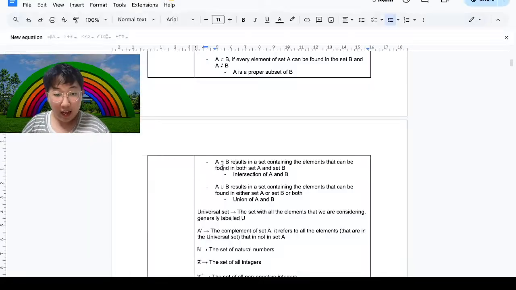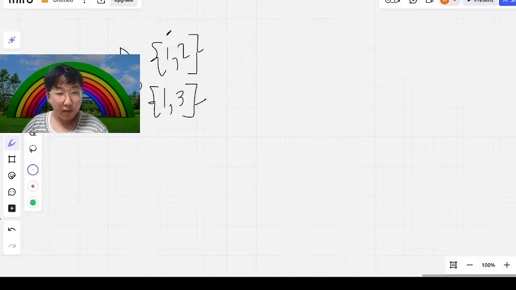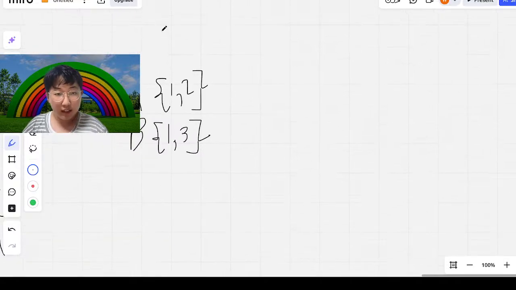All right, the intersection of A and B results in a set containing the elements that can be found in both set A and set B. The word "and" is very crucial here. Let me bold it. So it needs to be found in both set A and set B. Let's say we look at the element 0. 0 is not found in A or B, so it doesn't satisfy the requirement of being found in both A and B. It appears in neither.